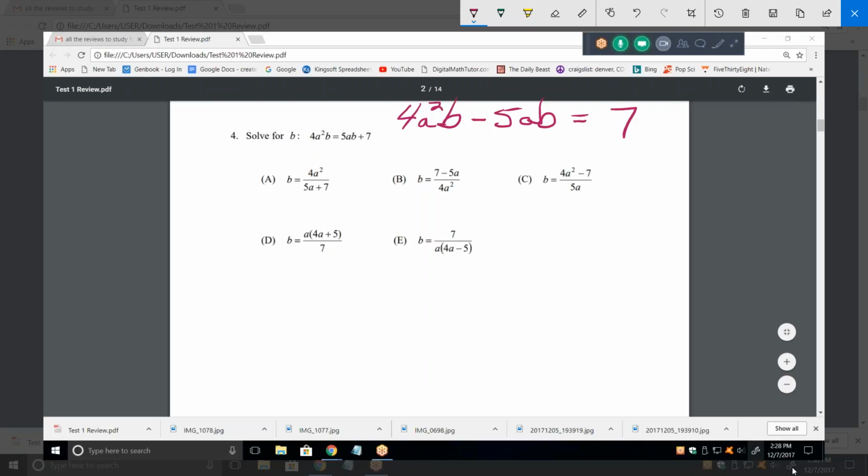Now notice what I can do to solve for B. Always think factoring. When you don't know what step to do, think factoring. Now, what's the greatest common factor between these two terms? It'd be ab. Correct. But we don't want that. We want just B. Can we factor out just B, leaving no B's behind?